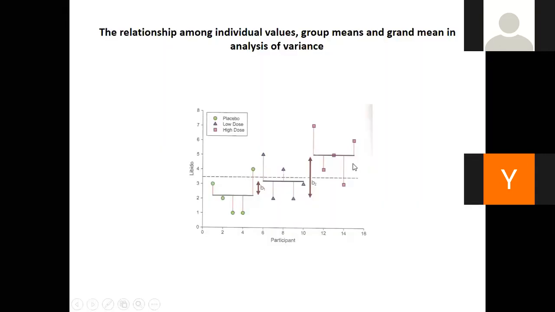The difference between the mean of the placebo, which is 2.2, and the high dose, which is 5. So this difference B2 is 2.8. That's what you see in the regression line. Does it make sense?